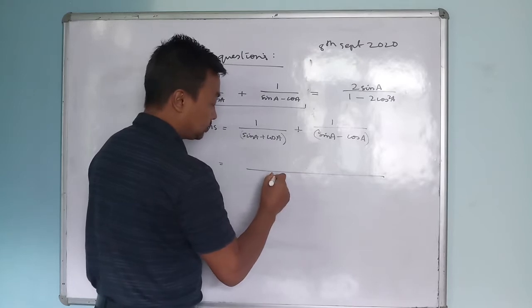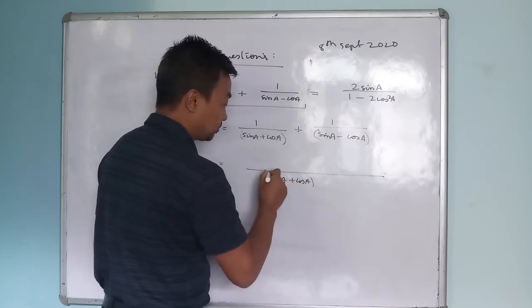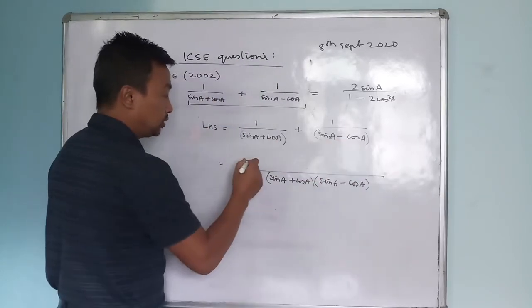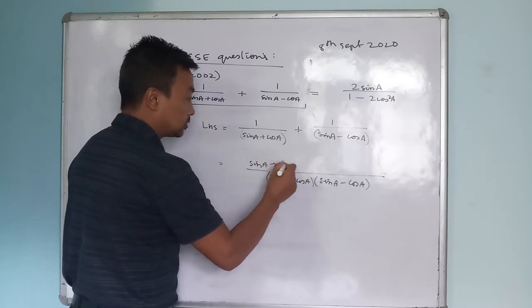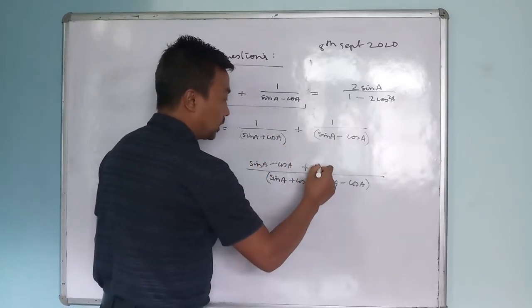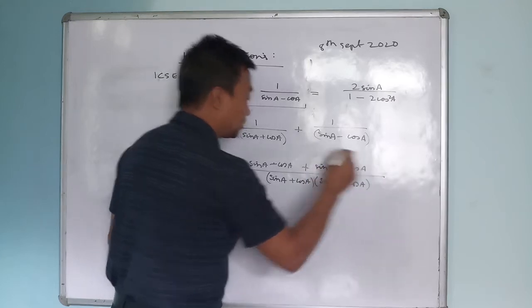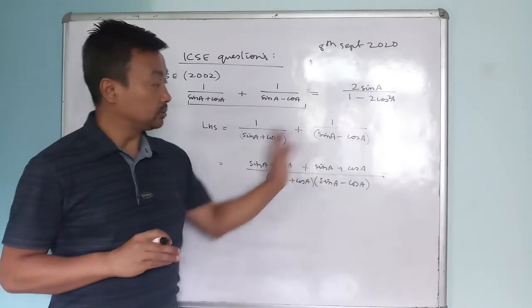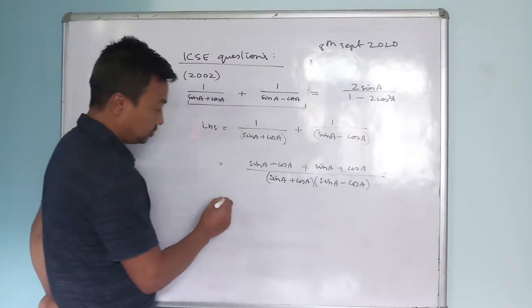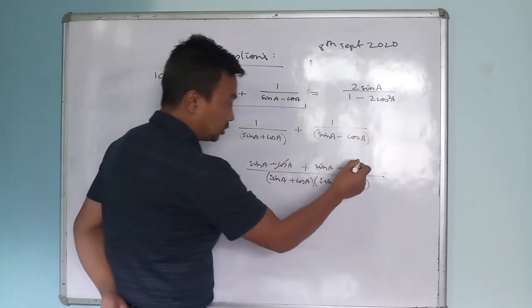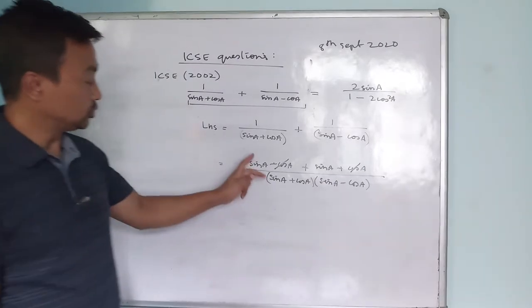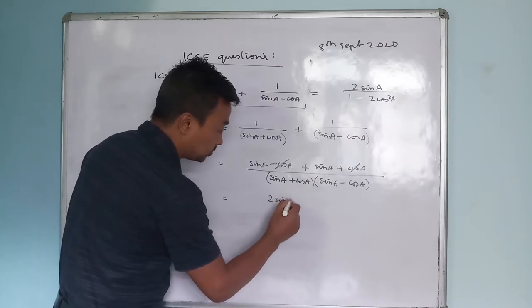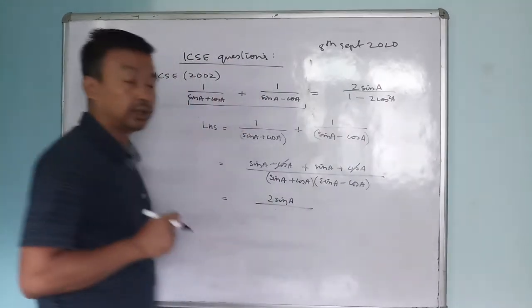We have here sine A plus cos A, sine A minus cos A. So if you take the LCM, it will be like this. This will go and multiply with 1. Okay, so we all know how to take the LCM and how to add. Now if you see here, minus cos A and plus cos A will be cancelled. So in the numerator you are left with sine A plus sine A, which is 2 sine A. So we have come to the right hand side.